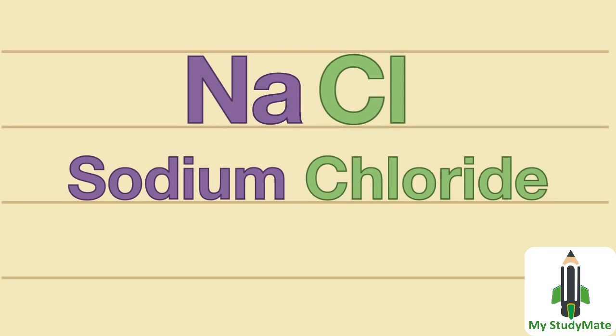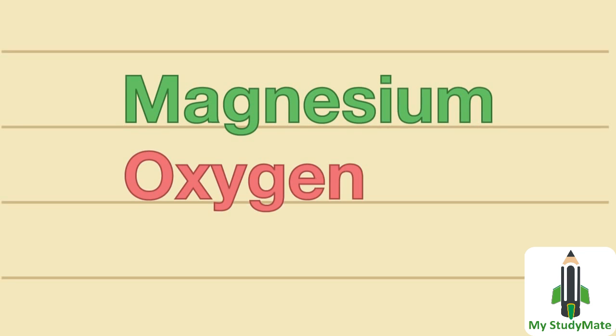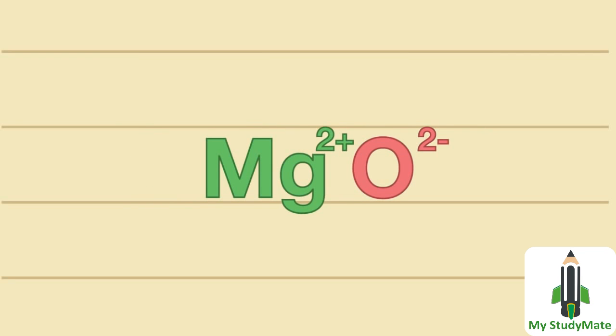Let's keep that piece of paper because we will do another example, this time with magnesium and oxygen. Let's write the ions along with their charges side by side. Then we will crisscross these charges. We should get the following formula: Mg2O2.